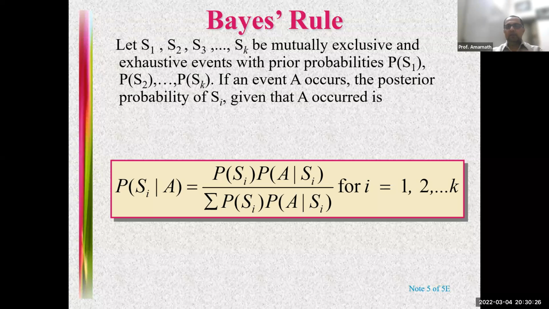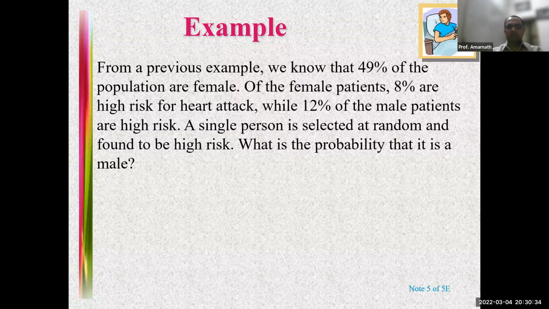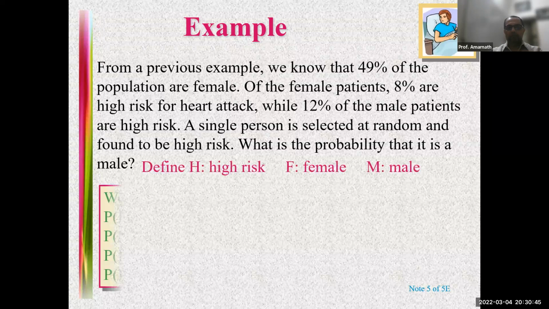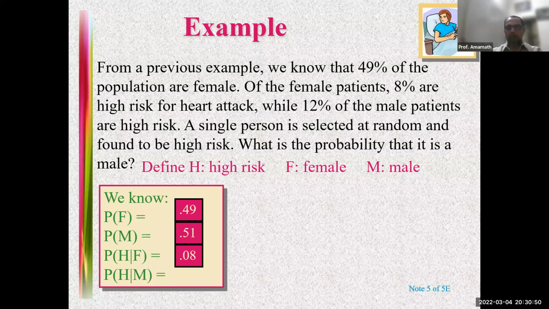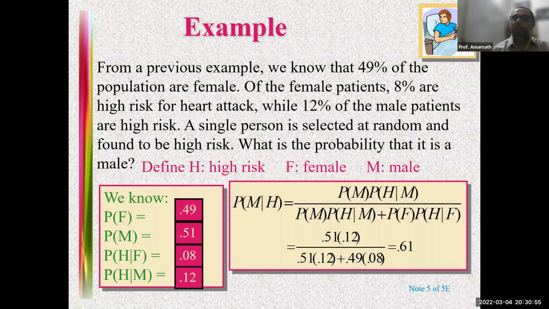In the previous example, we know 49% of the population is female. Of the female patients, 8% are high risk, but 12% of male patients are high risk. A single person is selected at random and found to be high risk. What is the probability that it is a male? This is the prior probability, we know that. The posterior probability that he is a male is 0.6. That's what this talks about. One more example.